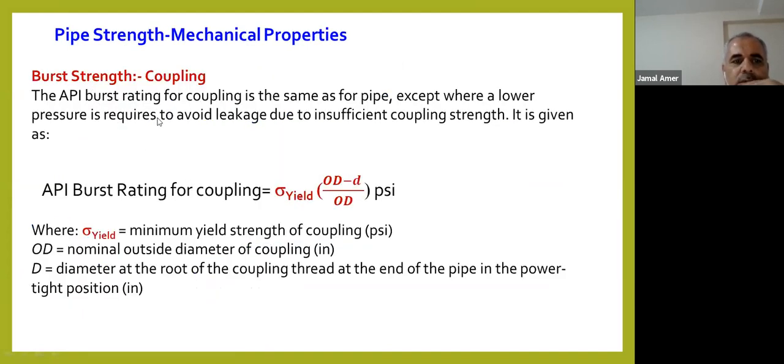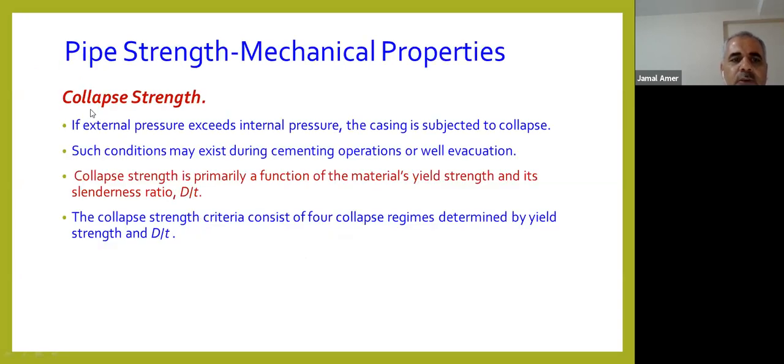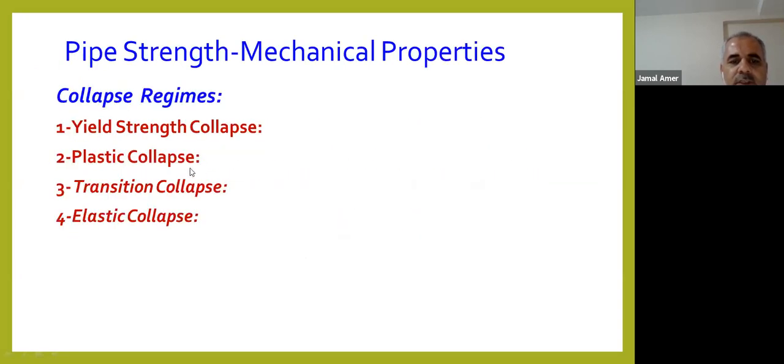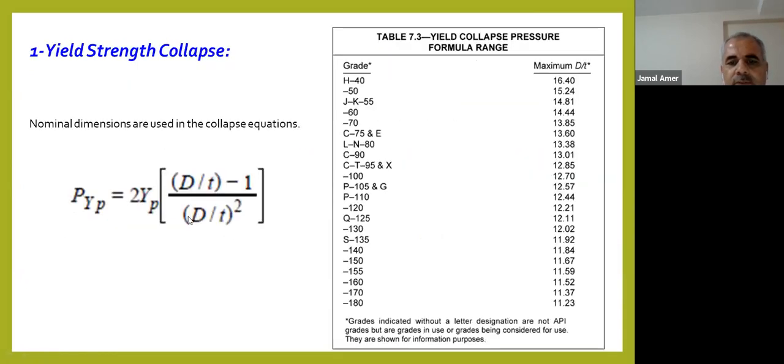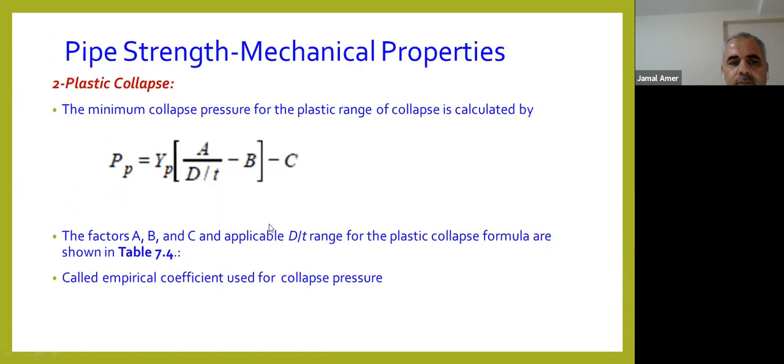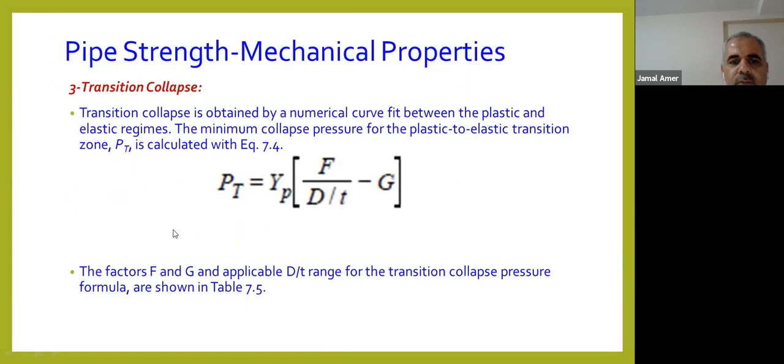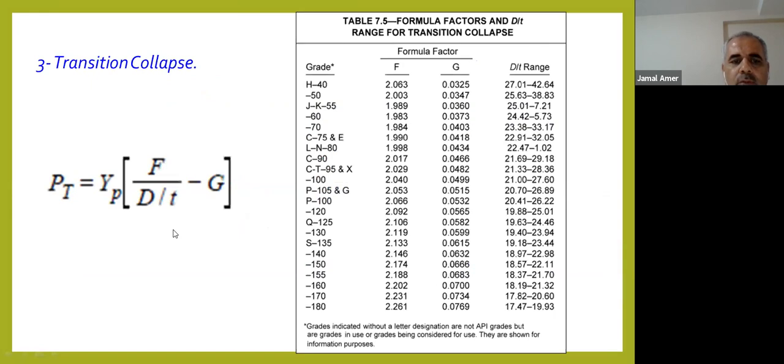Also, we have to calculate the burst strength for the coupling by these equations. So we have to calculate burst strength for the casing. As I told, the casing is connected by couplings. This coupling also we have to consider during our design. Then we will calculate collapse pressure. So what does collapse pressure mean? We have 4 types of collapse regime. Each one has a formula here. All these formulas will be shared with you.